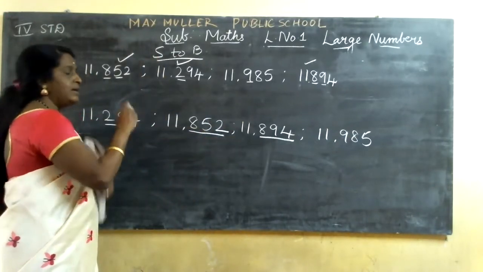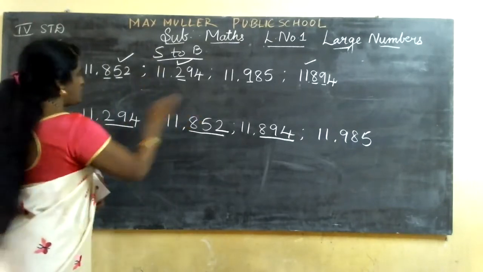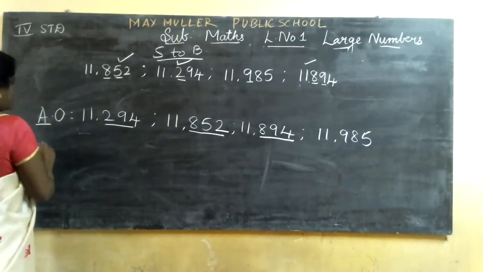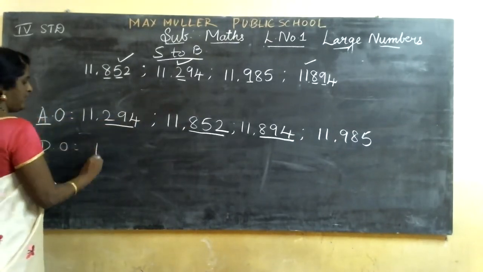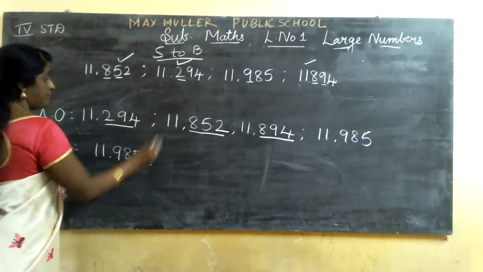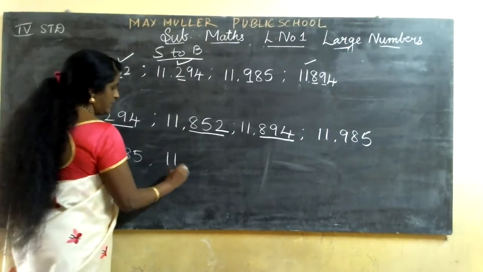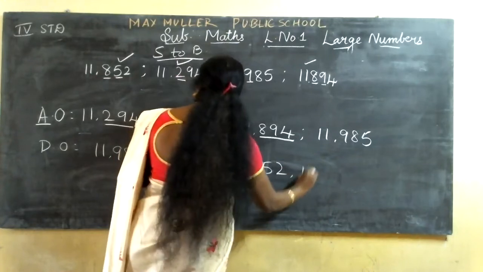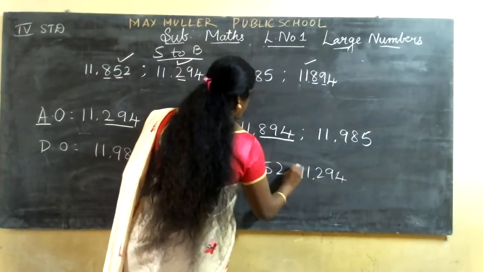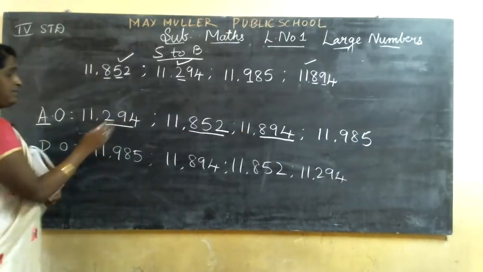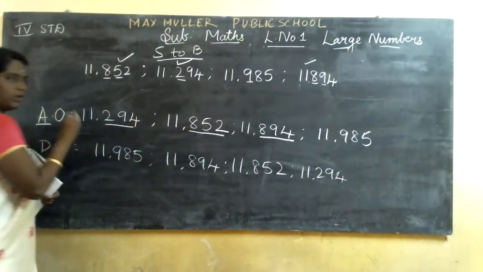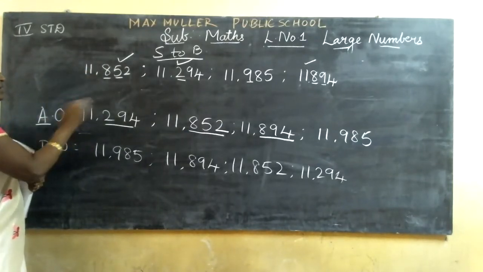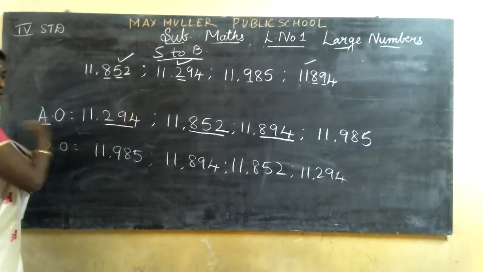If I give this only, write ascending and descending. This is ascending order, small to big. Descending order means last one, 11,985. Big to small. We will come back like this. 11,894. 11,852. 11,294. I have written this small to big, and big to small. If I give like this, you should write ascending order first. If you arrange ascending order, then for descending order you can copy from there. Okay, children?